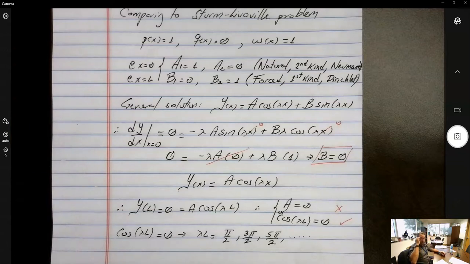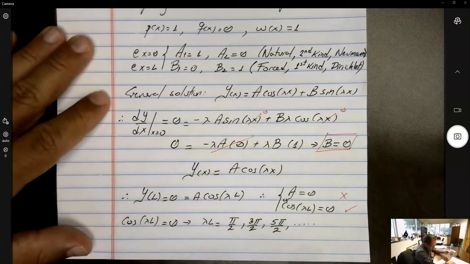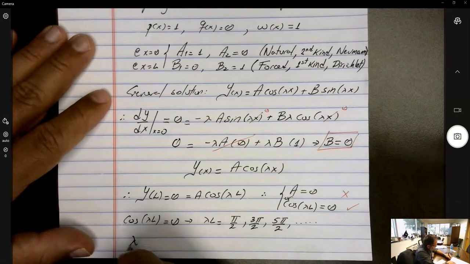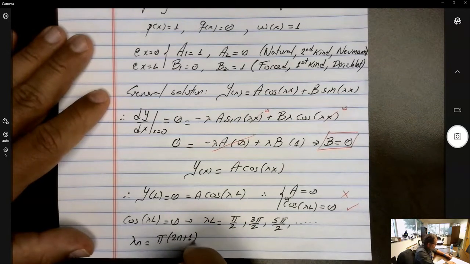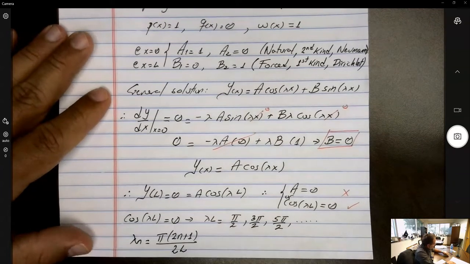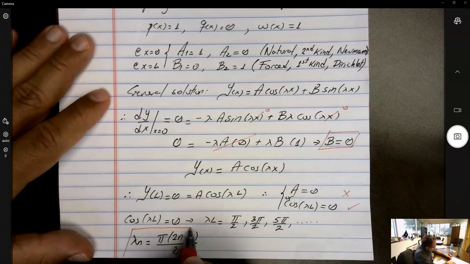So it's just multiples of 90 degrees. 180 degree turn after 90 degrees. So pi over 2, then 270 degrees, then back to 90 degrees, and so on and so forth. For those values of lambda L, this boundary value problem has a non-trivial solution. So essentially, lambda n is pi times 2n plus 1 divided by 2L. These are the eigenvalues.